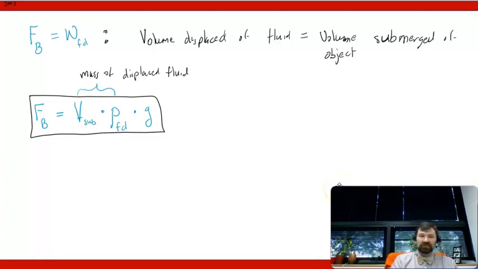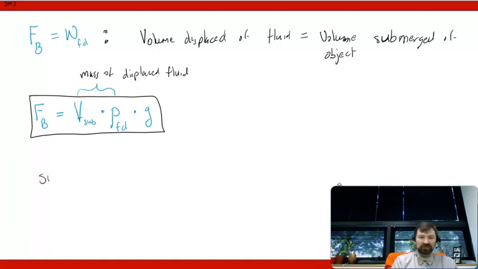So does it float or sink? And how much of it floats or sinks? And the answer is it floats if the buoyant force is sufficient to support the entire weight of the system. It sinks if the buoyant force is not sufficient to do that.